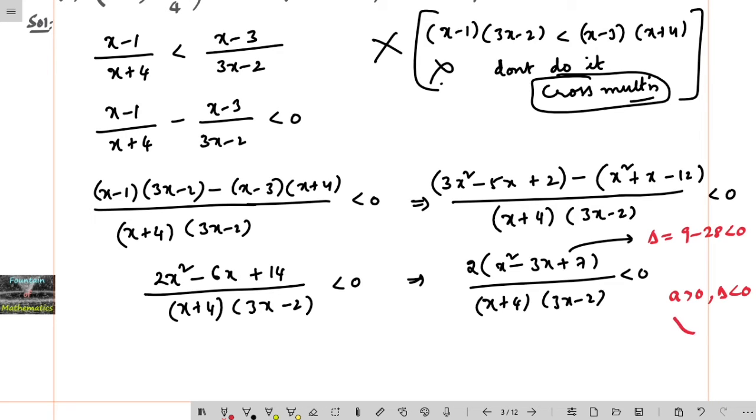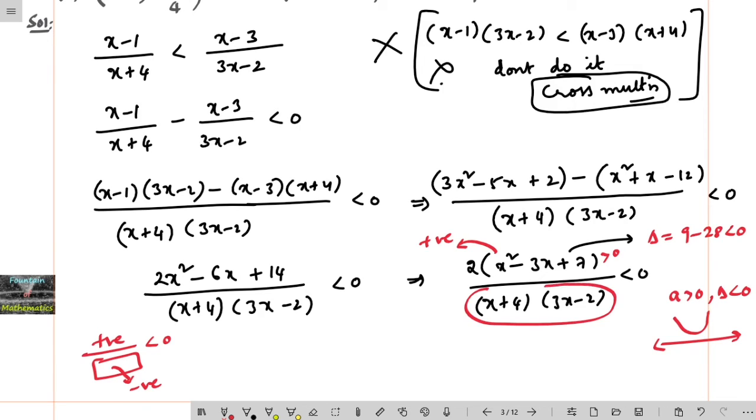The curve will be in this case above the x-axis entirely, which means your expression is positive. So your numerator part is positive for every value of x, which means for every real value of x this expression is positive. So positive divided by what will get a negative value? Positive divided by, definitely this denominator should be a negative value, right? So your denominator should be negative.